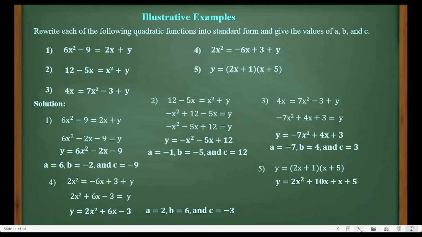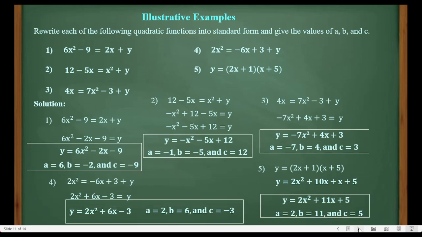Okay? And for number 5, we just apply the FOIL method to get the product of these two binomial factors. Then combine similar terms at the middle. Okay, 10x plus x, it's 11x. You bring down the first and the last term. And this is the standard form, and the a, b, and c values are 2, 11, and 5. Okay? So that is how we transform quadratic equation to standard form and obtain a, b, and c values.